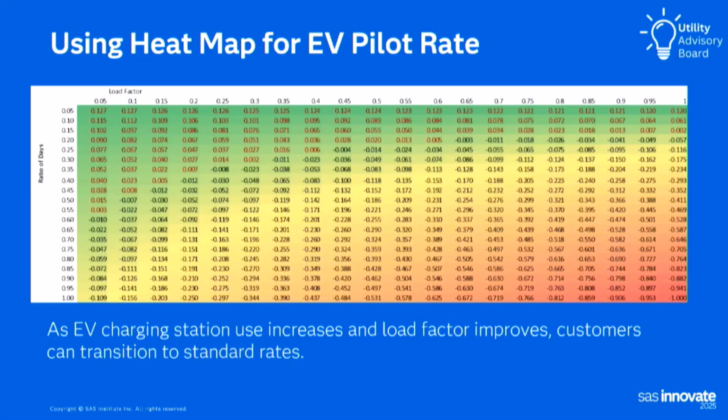The pilot EV charging rate features a lower demand charge and a higher consumption charge compared to our standard commercial rate. As the usage of EV charging station increases and the load factor improves, the consumption charges will eventually exceed that demand charge. So that allows customers to transition back to the standard rates. This approach ensures that as the system evolves, customers benefit from more favorable pricing as usage becomes more predictable and efficient. This was a pilot program.